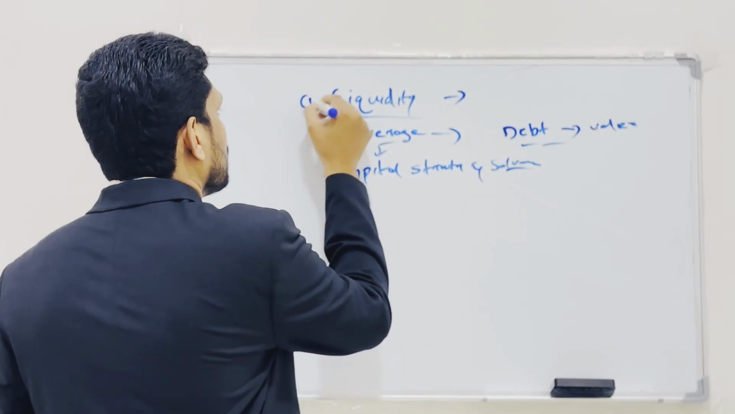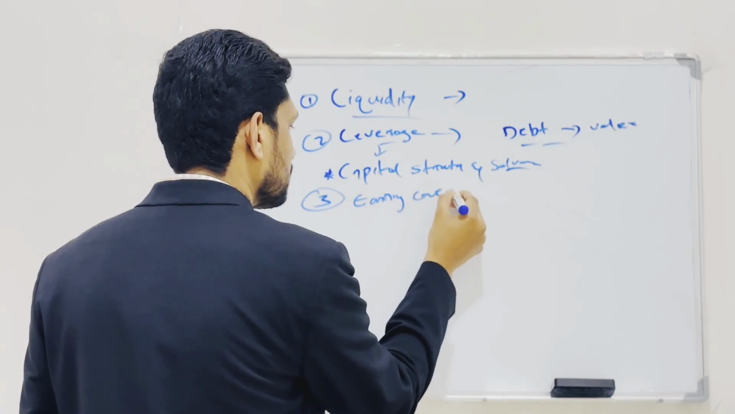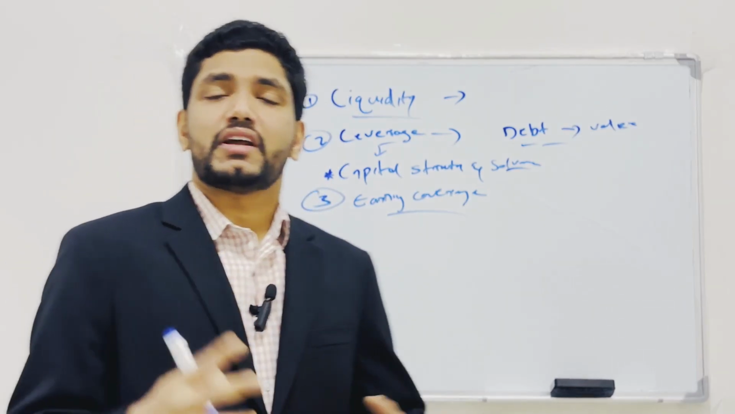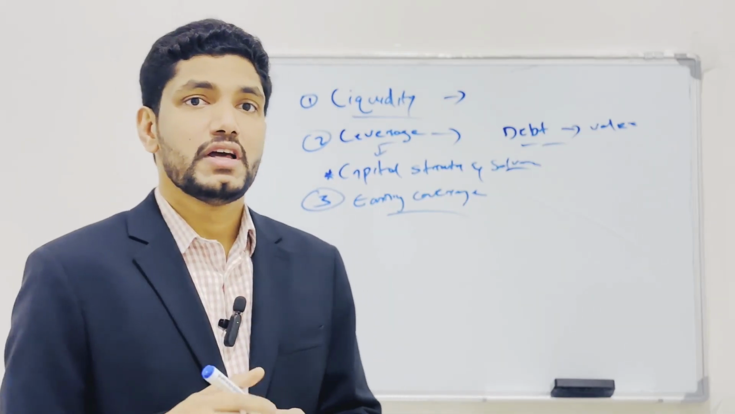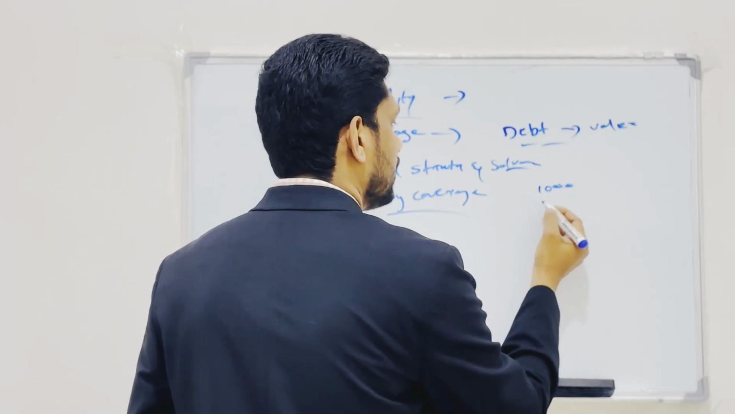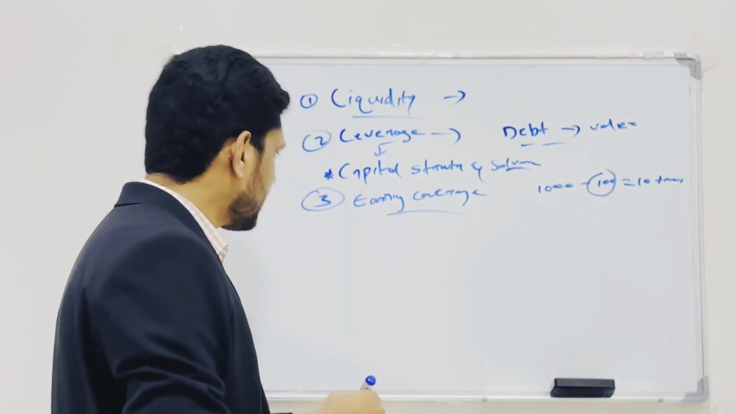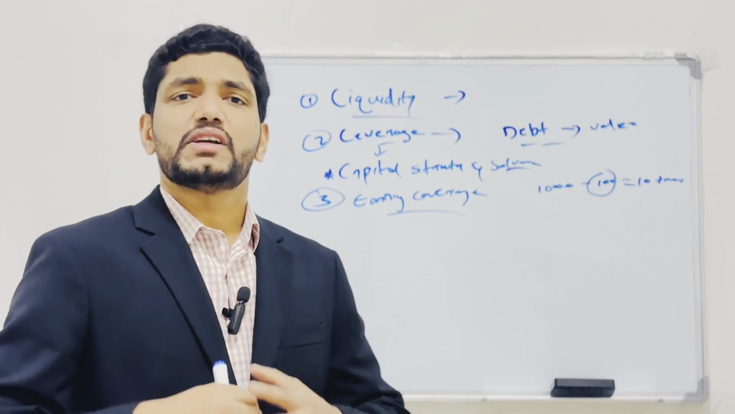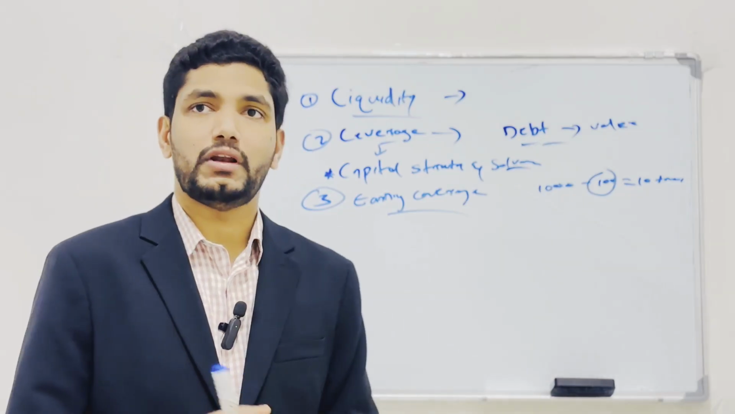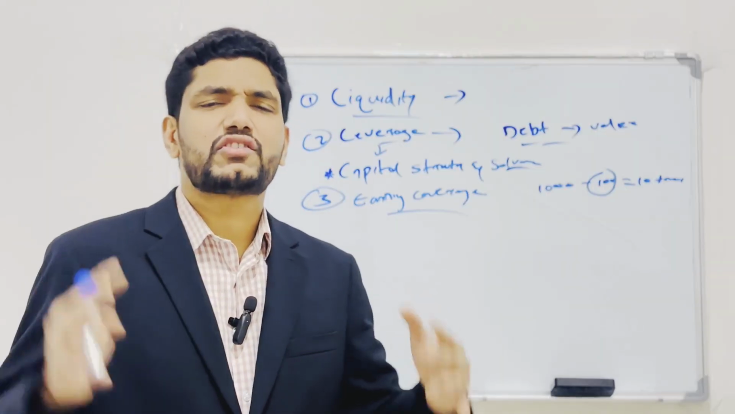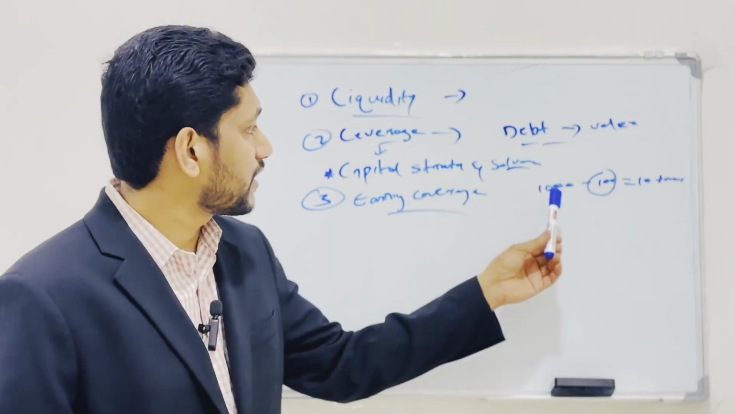The first ratio, then the second ratio, and the third ratio we are going to cover is earning coverage. Earning coverage measures how many times the company can pay off its fixed financial charges by using its own operating income. Just assume a company has operating income of 1,000 and its fixed charges are 100. That means this company can pay off its fixed charges 10 times. Sometimes it uses its own cash flow as well. So the earning coverage ratio measures how many times the company can pay off its fixed financing charges by using its own operating income or its own operating cash flow.